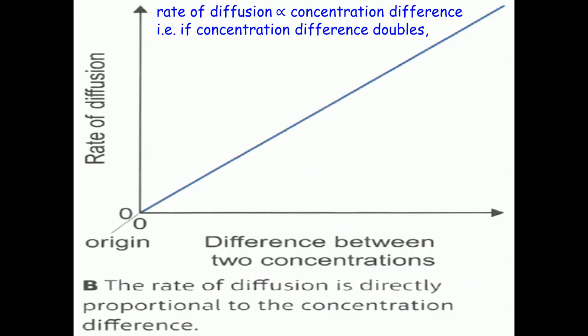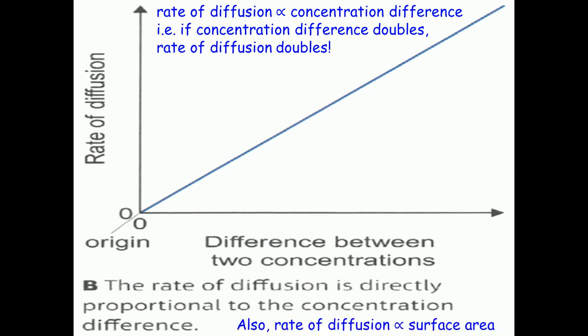So if we go back to concentration difference, which creates a concentration gradient, you could see that when there's a greater difference between 2 concentrations, the rate of diffusion increases. And we could say that the rate of diffusion is proportional to the concentration difference. In other words, if we double the concentration difference, the rate of diffusion also doubles. So if we had 2 different areas with 2 different concentrations, and we were to make the concentration difference twice as large, the rate of diffusion would also be twice as fast.